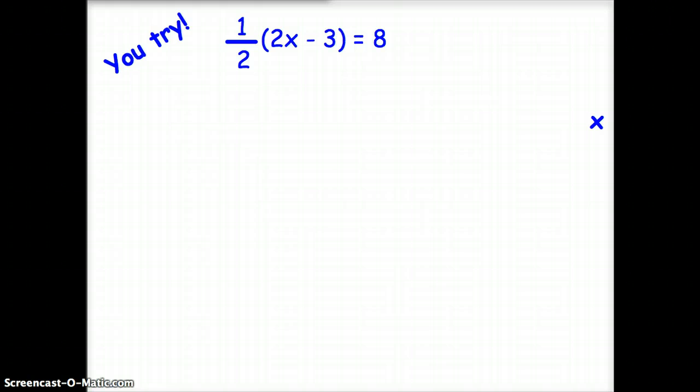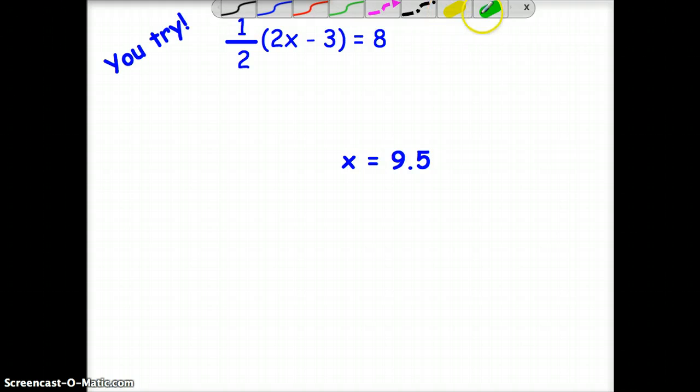Pause your video and try this one. Did you get x equals 9.5? If you did, give yourself a swirly dotted line.